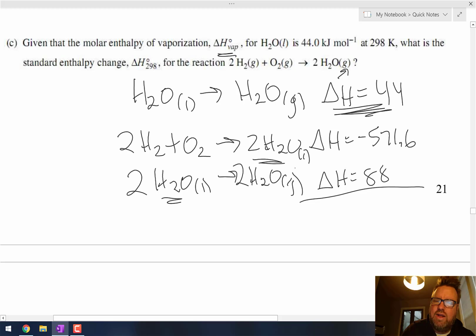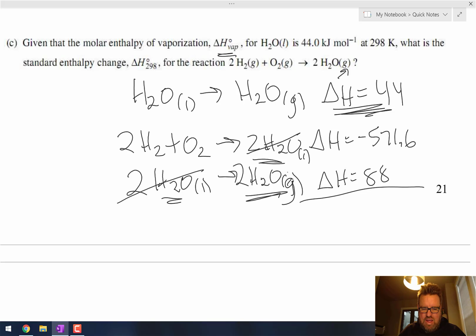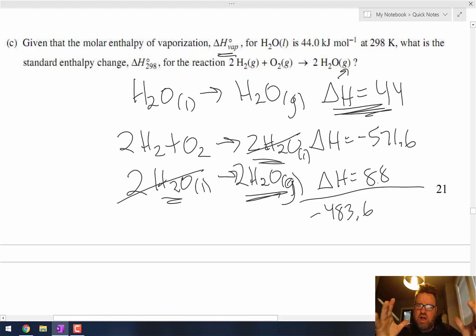Okay, and so with it as a gas, now our liquids cancel. So now it's going to be a gas. We're going to take negative 571.6 and we're going to add 88, which means we get negative 483.6. Okay, so notice lots of combining things between enthalpies of formation and Hess's law.